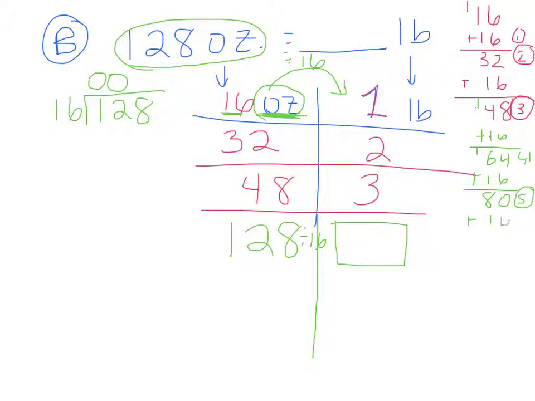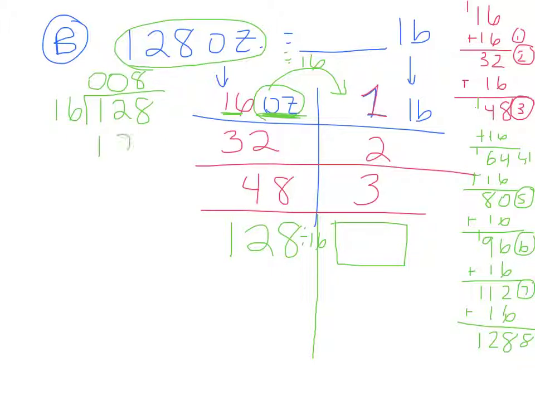Got to keep going. 6 plus 0 is 6. 8 plus 1 is 9. That's 6 pounds. Add 16 more. 6 plus 6 is 12. 9, 10, 11. That's 7 pounds. Add another 16. 6 plus 2 is 8. 1 plus 1 is 2. And then you've got 1. That gives you 8 pounds. So we see that 16 goes into 128 8 times. 16 times 8 is 128.